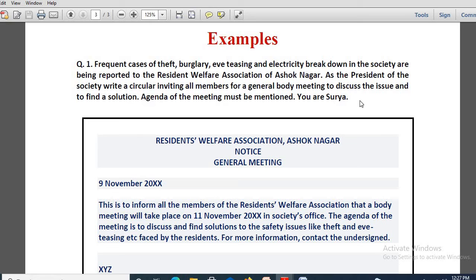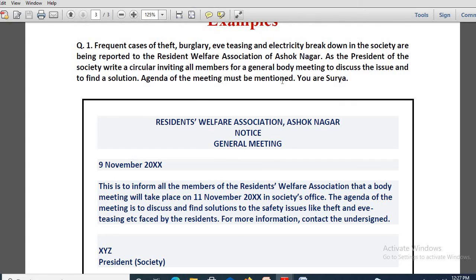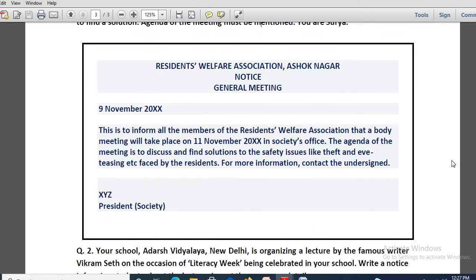And obviously you are Surya or any name, that is not a big deal, but the question is this. A general meeting will be held, and all the members of the Resident Welfare Association will assemble in that meeting and discuss what can be done with all these growing problems. So how will you proceed?